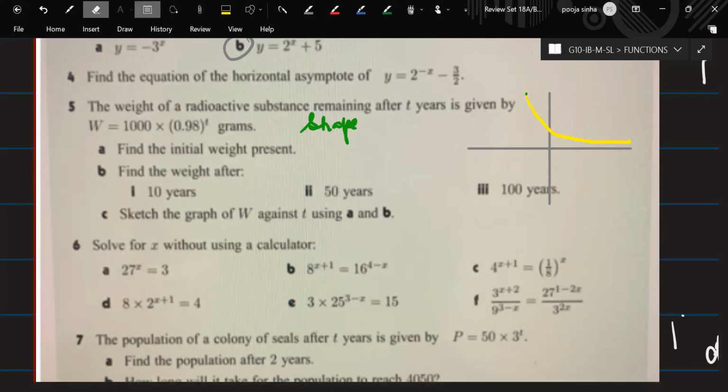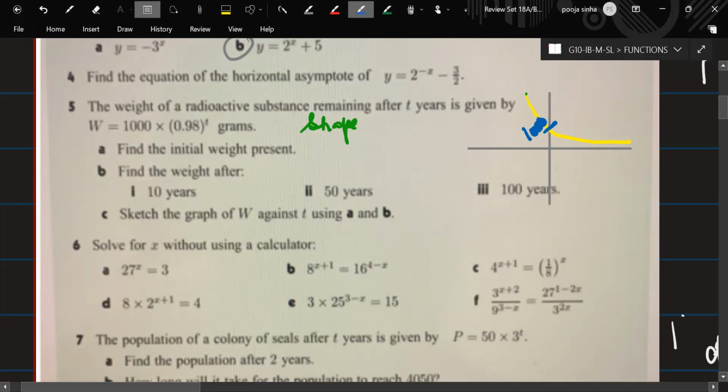Where it's located. Where is it going to cut the y-axis? Can you tell me where is it cutting the y-axis? Miss, it's cutting the y-axis at 1000. At 1000. At t equals to 0. That's the value here. ये चाहिए होगा आपसे. Clear हुआ?